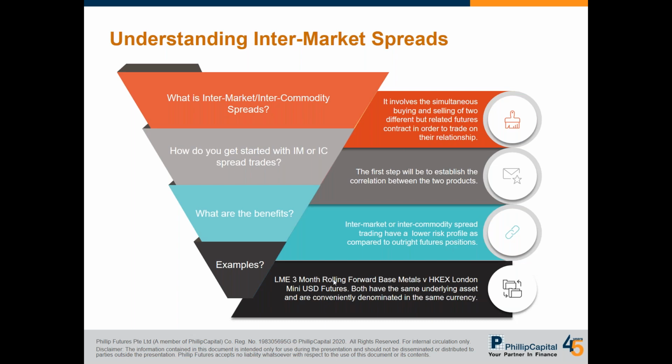I'll show you some examples on the LME 3-month rolling forward base metals against the Hong Kong London Mini USD futures. There are certain reasons why we do it. The settlement price is the same, the underlying asset is the same, and it's conveniently denominated in the same currency, so you don't need to worry about the exchange rate. The intention of the spread trader is always to implement a position that reflects the changes in the price difference between contracts. And of course, you need to measure the ratio. In this case it's easy because it's equally weighted, 1:5: 1 for LME and 5 for the Hong Kong Exchange.